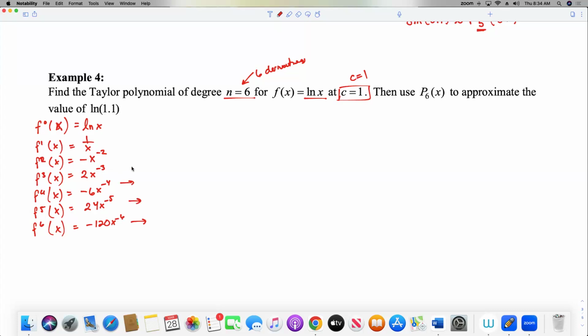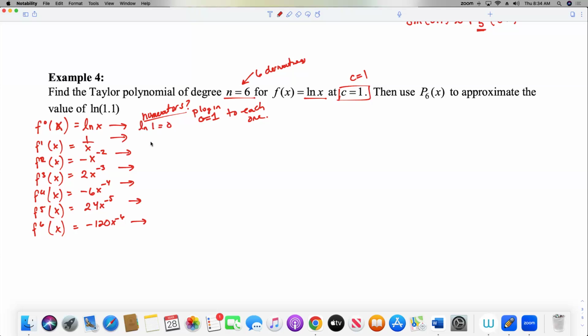Now I want to find the numerators, right? I want to find the numerators for my Taylor polynomials. And how do we do that? We gotta plug in our center. Plug in the center to each one. So ln of 1, I hope you guys don't mind, I'm not going to write this down, but you can if you want.